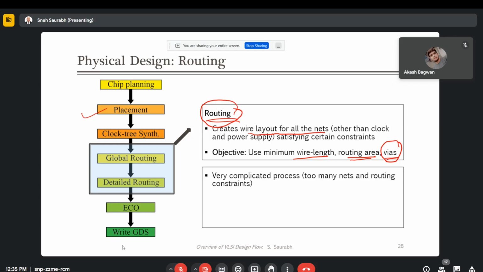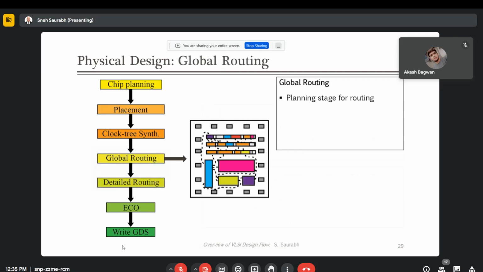Since it is a complicated step, it is broken down into two parts. The first part is known as global routing, and the second part is detailed routing. So what is done in global routing? Global routing is the planning phase of routing. The actual routes are not yet created. The actual layout of the wires is not created during global routing. It will be created during detailed routing. But during global routing, a plan for the routing is made.